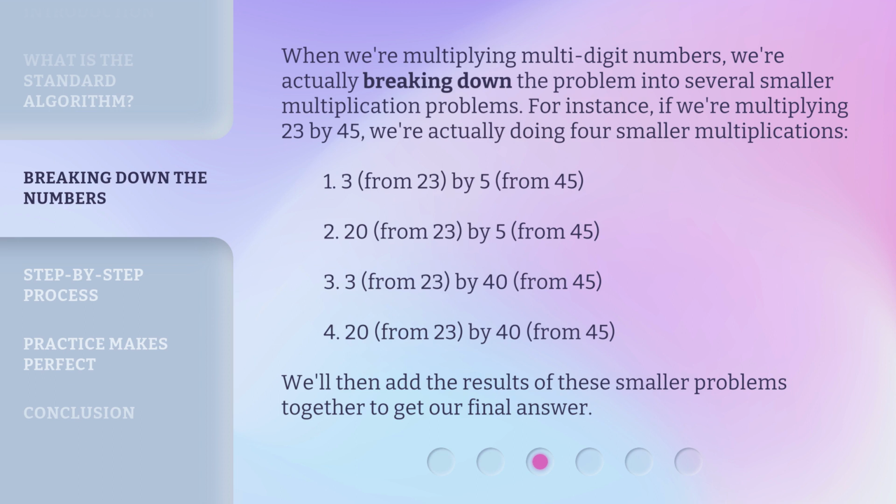2. 20, from 23, by 5, from 45. 3. 3, from 23, by 40, from 45. 4. 20, from 23, by 40, from 45. We'll then add the results of these smaller problems together to get our final answer.